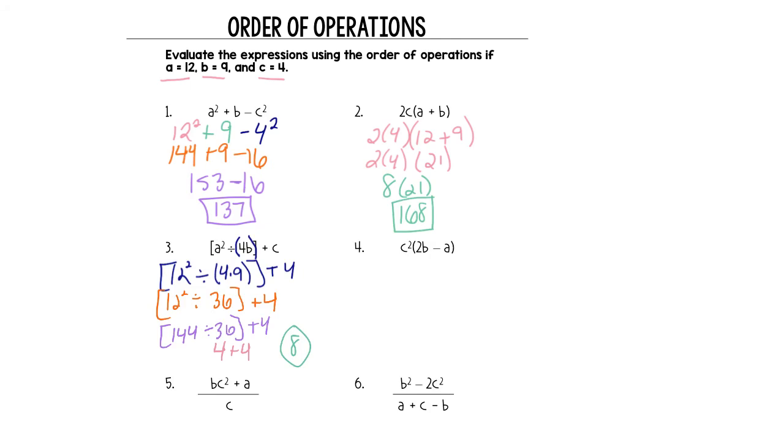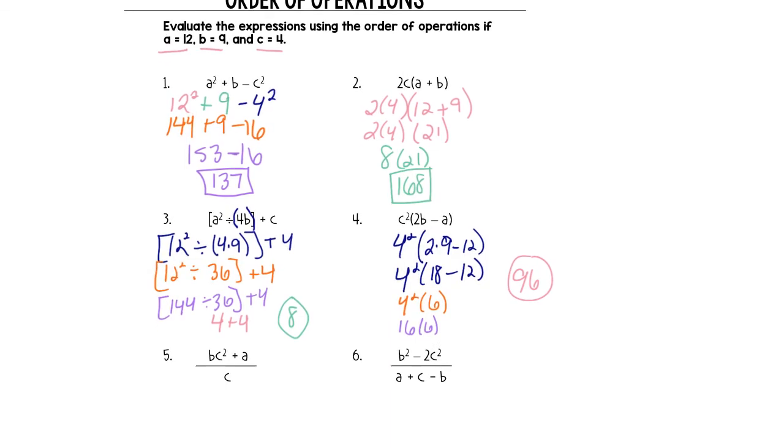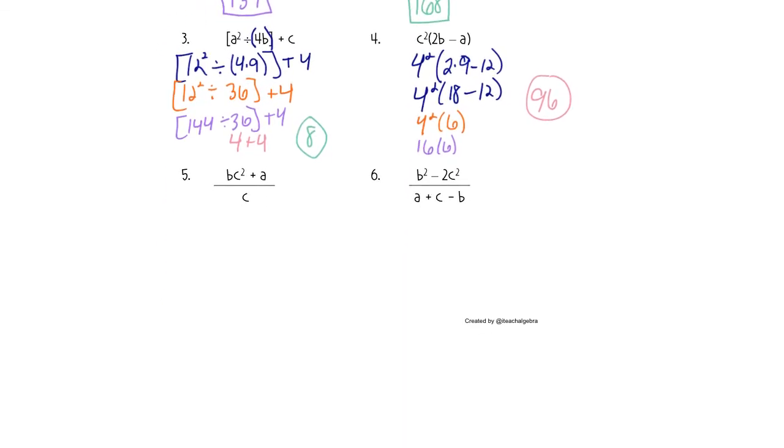C squared times 2B minus A. We've got 4 squared times 2 times 9 minus 12. So we're going to look in the parentheses first. And in the parentheses, we'll multiply first. 18 minus 12. Still in the parentheses, 18 minus 12 is 6. Now we're going to do the exponent, and we get 16 times 6. And that means our final answer is 96. 2 more.